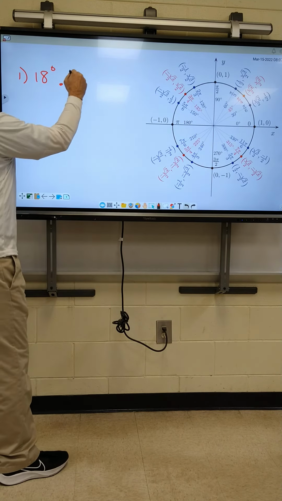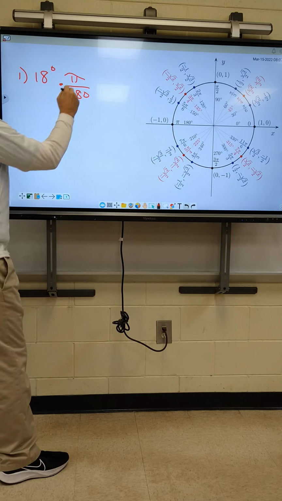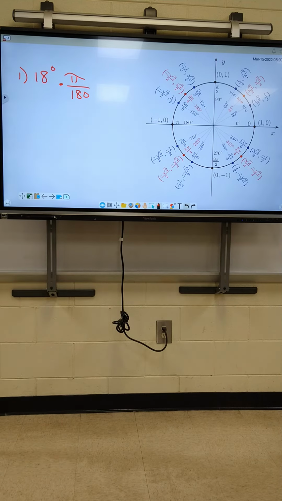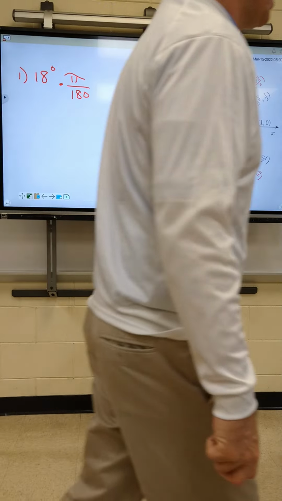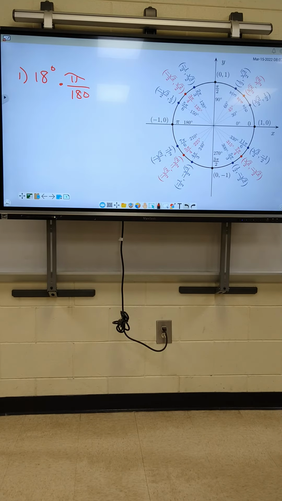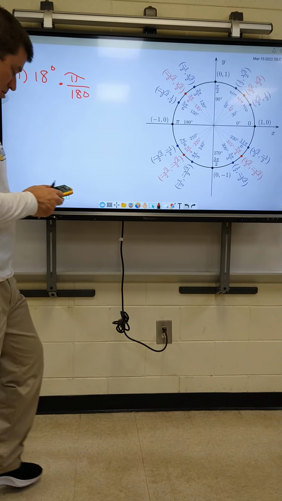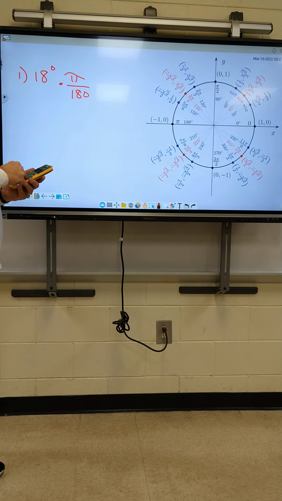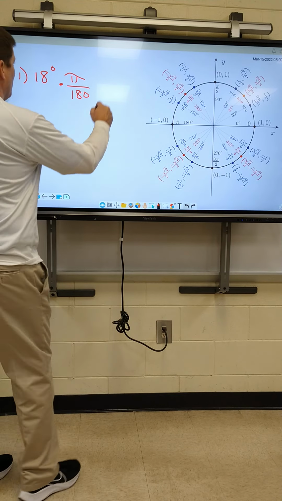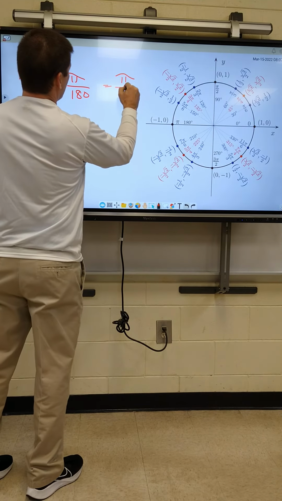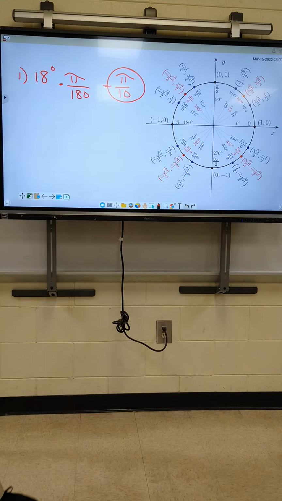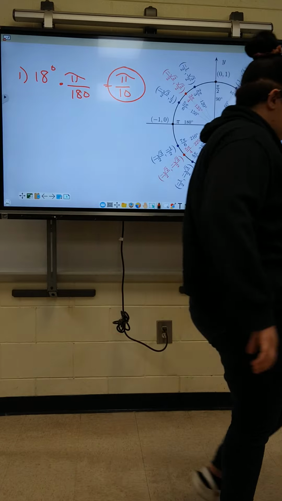It's really easy. All you have to do is times by pi over 180 on your calculator. That's it. So let's type that in your calculator, see what you get. 18 times pi over 180. What'd y'all get? I got pi over 10. Everybody good? Did I mess up?